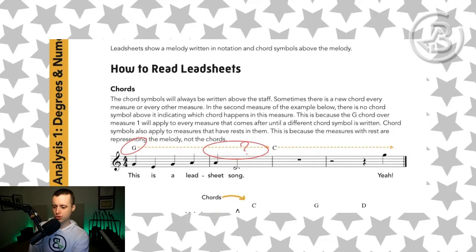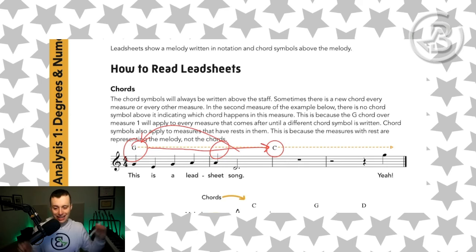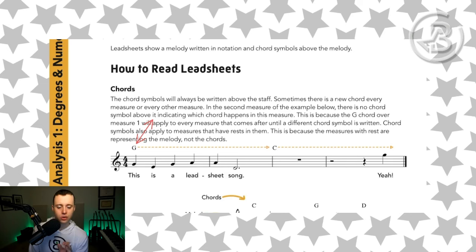But that's okay, because the way chords work in lead sheets is whenever we have a chord written above a measure, that chord is going to last until we get to the next chord. So even though there's no chord symbol written here, we know there was a chord symbol over here, and that chord symbol is going to apply to every single measure that comes after it until we get another chord symbol. So the reason there is no chord symbol in measure two is because the G chord over measure one will apply to every measure that comes after it until a different chord symbol is written.